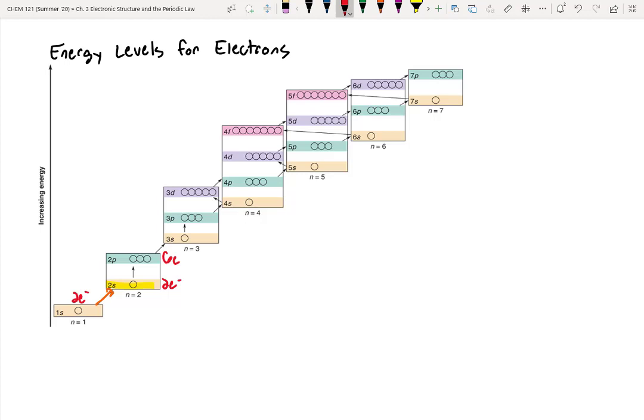The tricky thing, though, is sometimes we don't go straight up to the next shell when the lower shell is filled. And what I mean by that is, let's take a look at what's going on over here. If you notice right here, often the energy levels can overlap. So we'll just make a note that energy levels between shells can overlap.